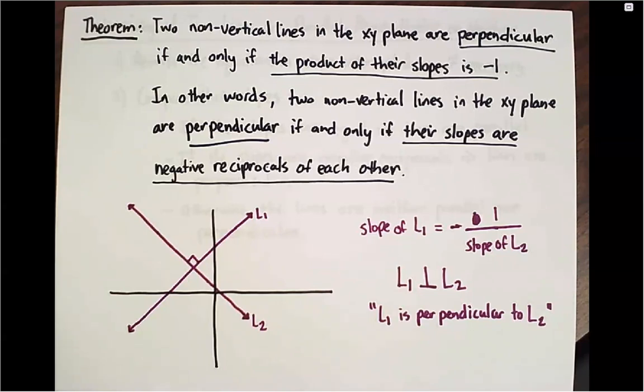And so again, what we're gonna do today is first look at pairs of equations and decide whether those two equations are parallel lines, perpendicular lines, or neither. They're neither if they cross, but they don't cross at right angles. So they don't have equal slopes or negative reciprocal slopes.